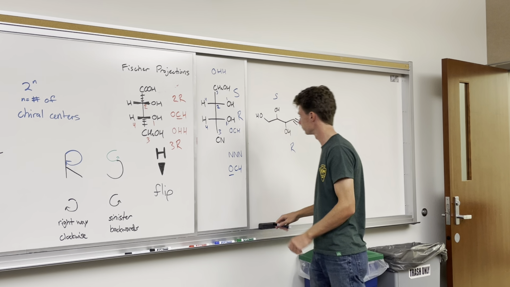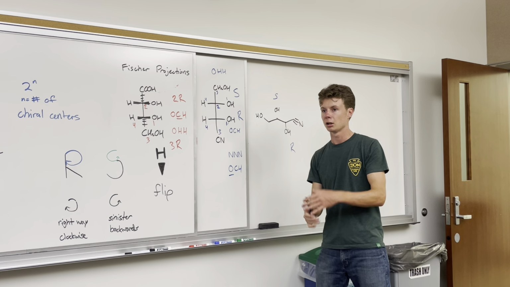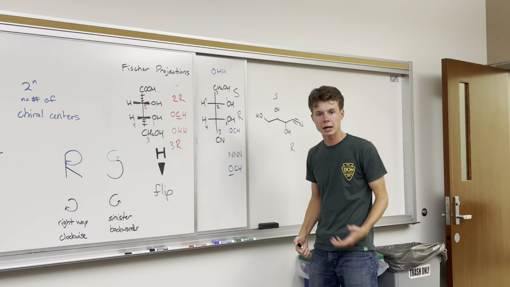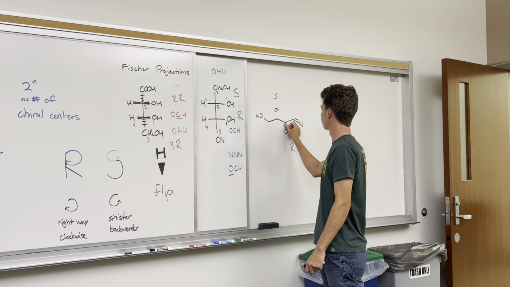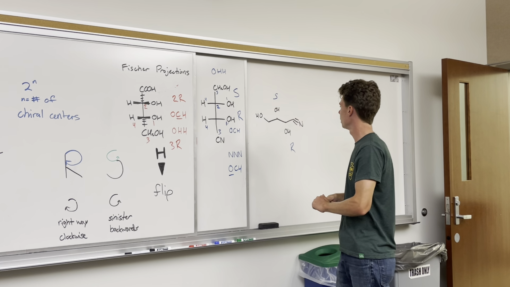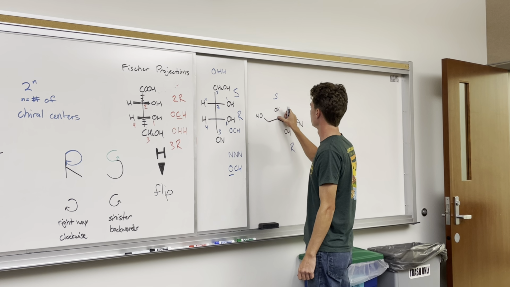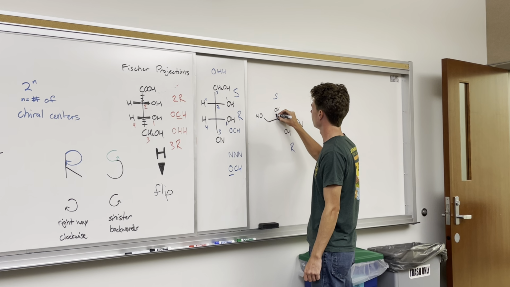Let's start guessing. Pause the video, guess, draw a wedge, draw a dash, and then test it out. If it's not right, just change it. So throw in a wedge or dash wherever you want. I'm just, again, going to use wedges. That way my hydrogens are dashes, and I don't need to switch anything off the start.